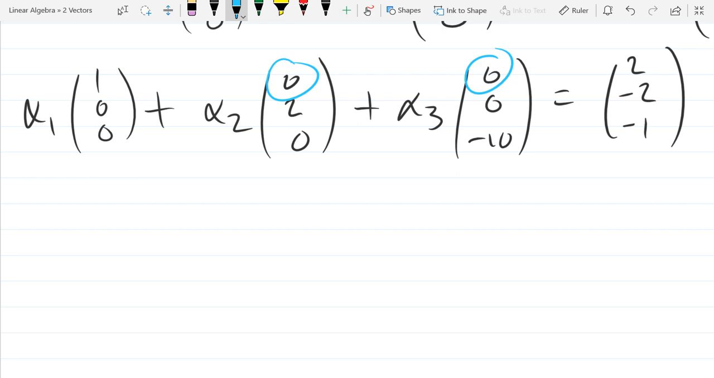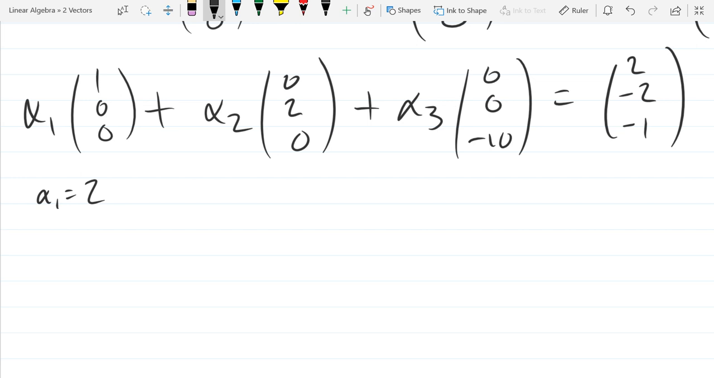So if we look right here, the only way to get the 2 in our constant vector on the right is from the first vector right there. You can't get any of that top coordinate from the second and third vector, so therefore I need alpha 1 to be 2 right there. So we got alpha 1 is 2.